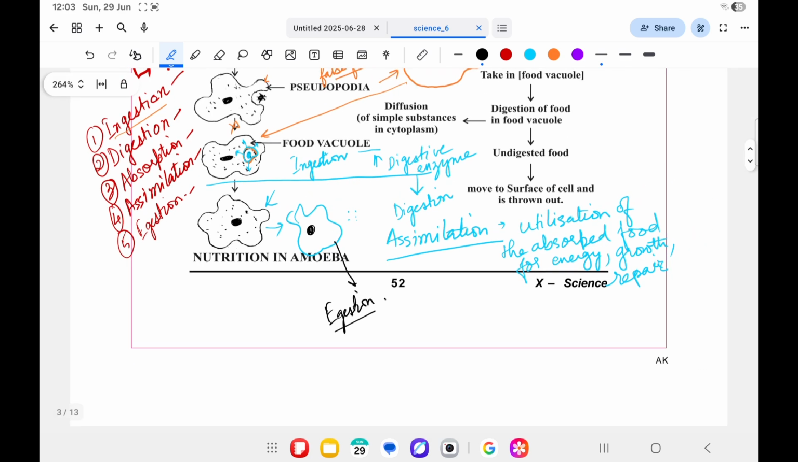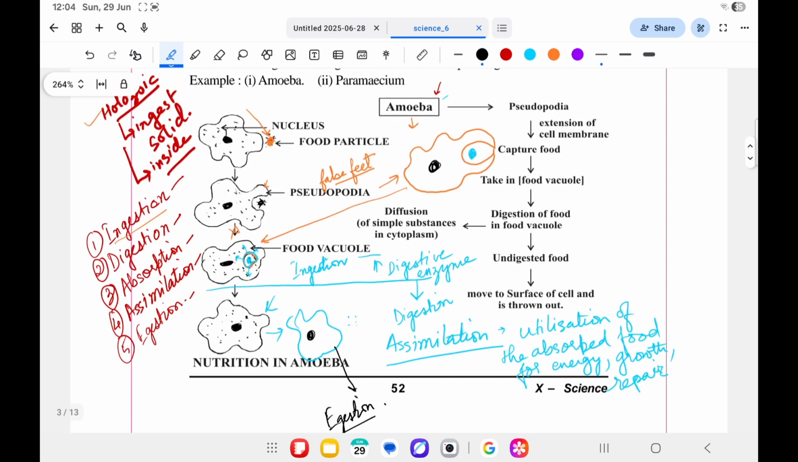Now, let us rewind once again. What is the meaning of ingestion? Ingestion in amoeba or in humans means taking in a food particle. Digestion means the breaking down of food particles with the help of digestive enzymes. Absorption comes after digestion. It means that the soluble food materials which are now digested will be absorbed by the body. Next comes assimilation. What is assimilation? The use of absorbed food for energy, growth and repair. Now after absorption, whatever food particles are left will be thrown out of the body by the process of egestion.